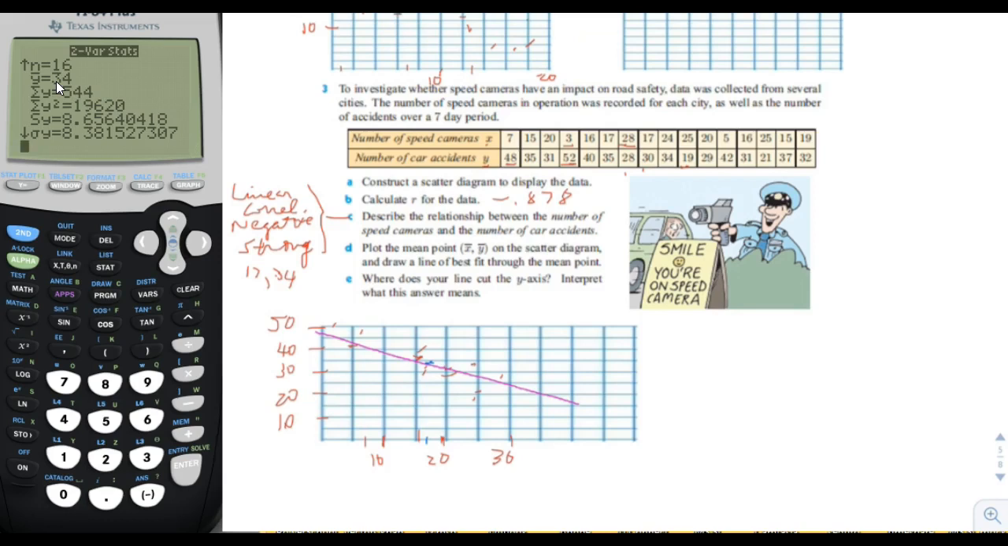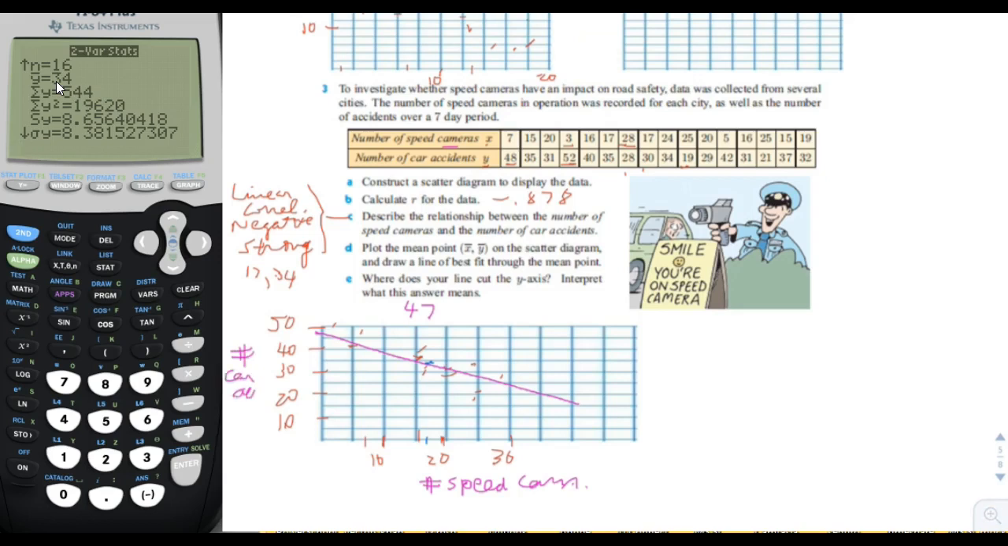Where does your line cut the y-axis? Interpret what this answer means. It looks like it's at about 47. So it cuts it at 47. Let's remember, what is the meaning of each of these axes? The x-axis is the number of speed cameras, and the y-axis is the number of car accidents.